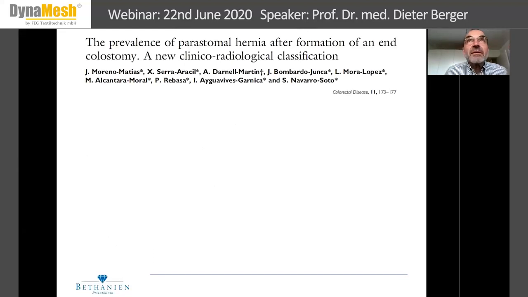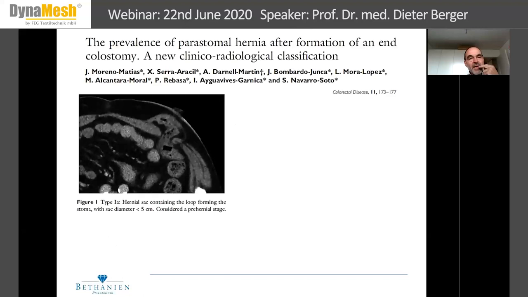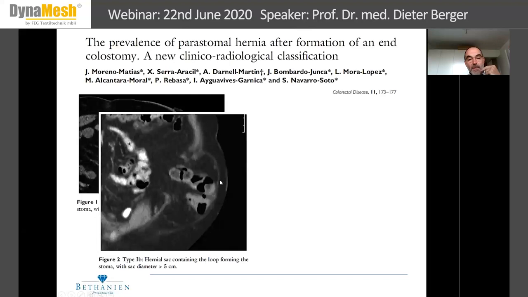Concerning the classification, one of the oldest ones is the radiological classification of Moreno-Matias, which is in my opinion really very interesting. This is type 1, a subcutaneous prolapse in a hernia sac of below 5 centimeters. This is a 1B with a bigger sac of more than 5 centimeters.